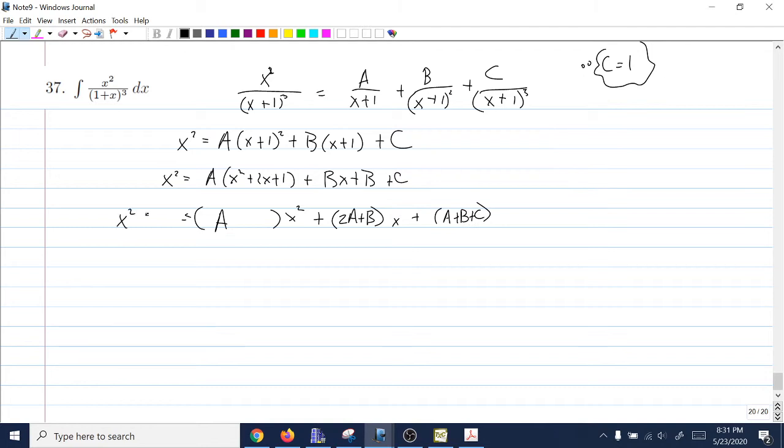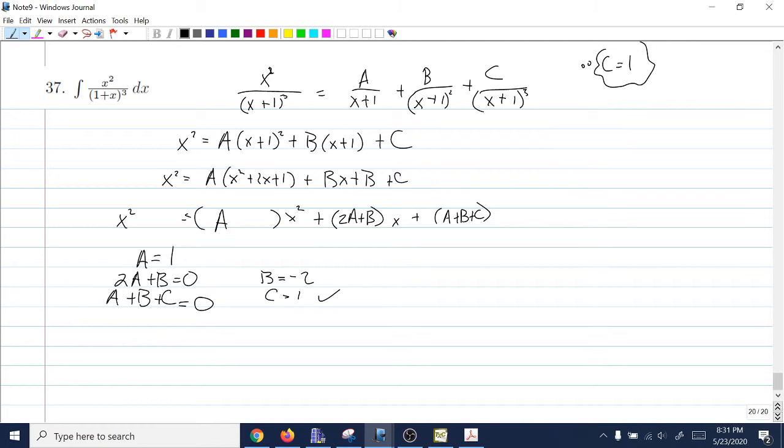This is supposed to be equal to x squared, so a should equal 1. Nice. 2a plus b should equal 0. That immediately gives me 2 plus b is 0, so b is negative 2. Nice. a plus b plus c should equal 0. a plus b is negative 1, so c should be 1. Nice, and that confirms what we did.